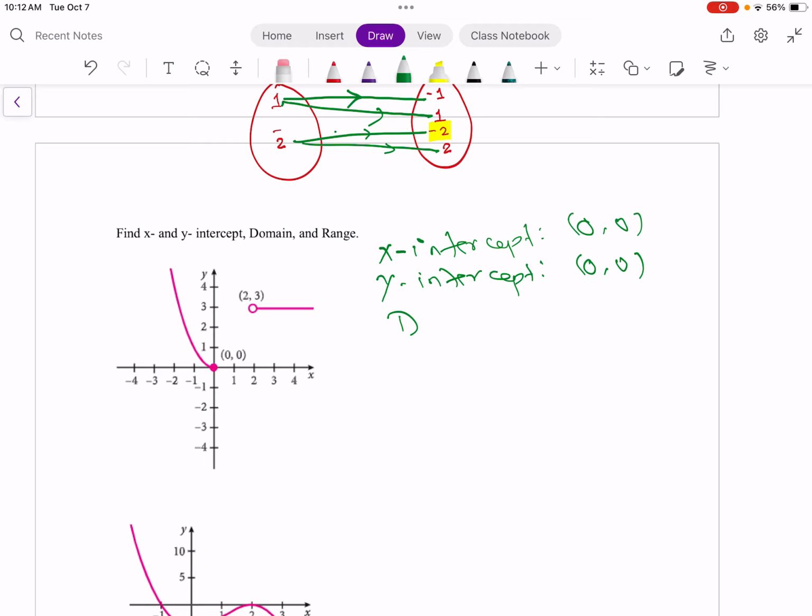Now next, let's find the domain. Finding the domain means how far you can extend this graph to the right and left, or what the values of x this graph has. Now we have two graphs here. So this is a piecewise function. Now let's write a domain for this part.